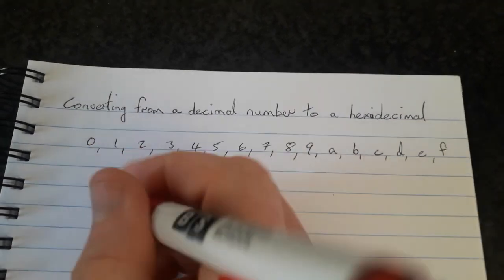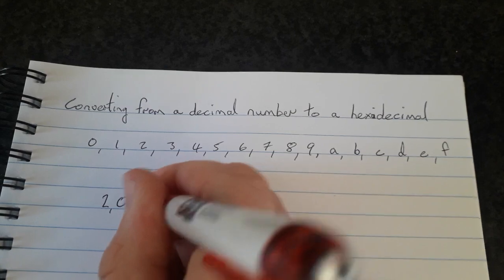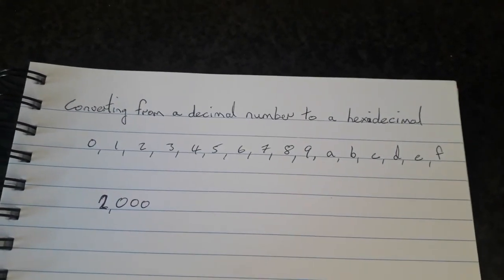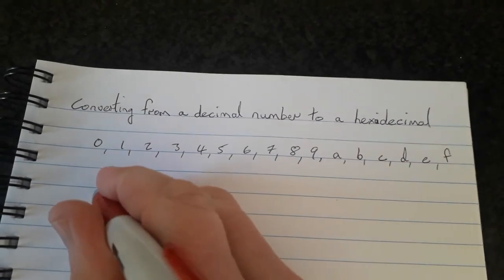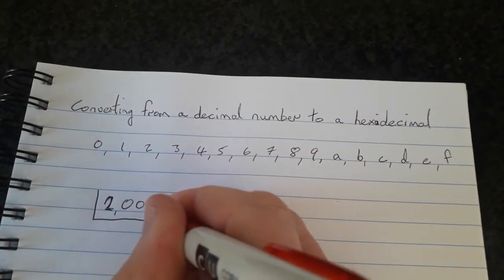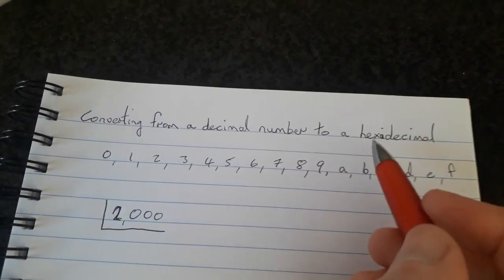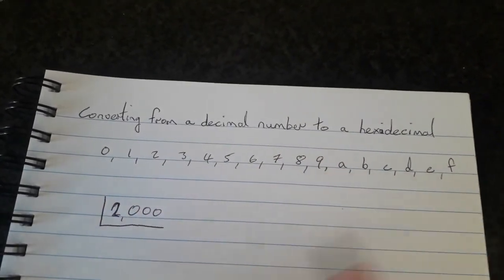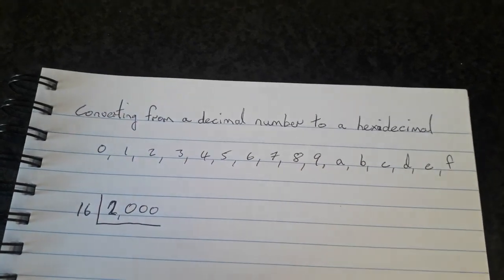So we'll pick any decimal number. We'll say, for instance, 2000. Similar to when we were converting to binary, we're going to use successive divisions. So this is our decimal number, and since we're converting to hexadecimal and we have 16 digits to make up a hexadecimal number, we're going to divide by 16 each time.